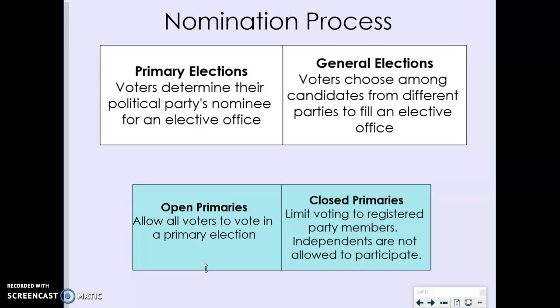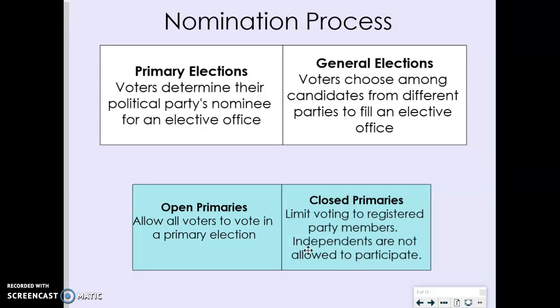Usually, again, the purpose is to help nominate the candidate from their own party. When you look at a state with a closed primary, these states limit voting to registered party members. So you have to be a registered Democrat or a Republican if you live in a state with closed primaries. Independents are not allowed to participate.